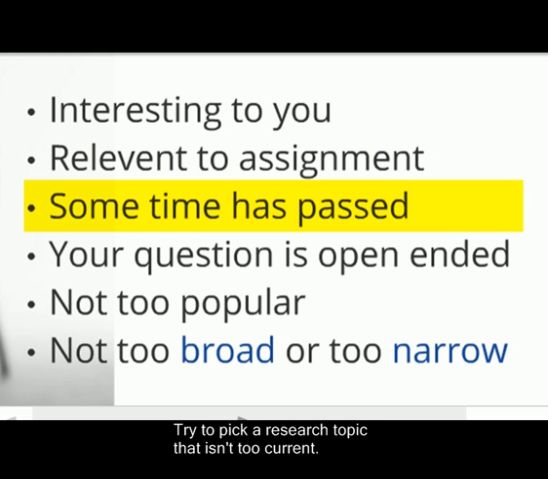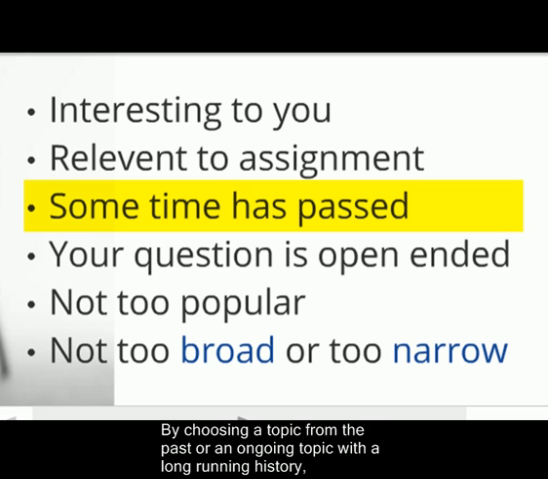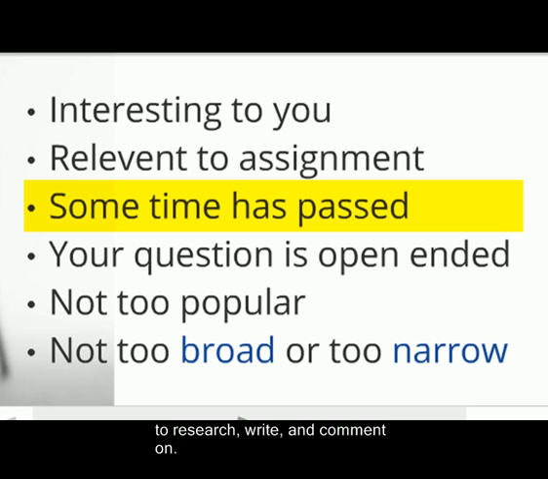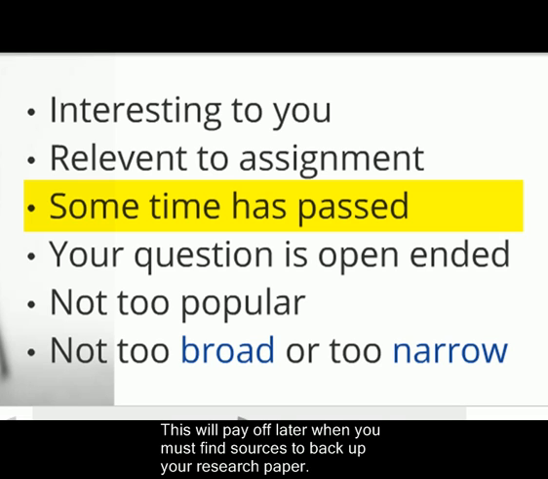Try to pick a research topic that isn't too current. By choosing a topic from the past or an ongoing topic with a long-running history, you are picking a topic that has had some time for the academic and professional communities to research, write, and comment on. This will pay off later when you must find sources to back up your research paper.